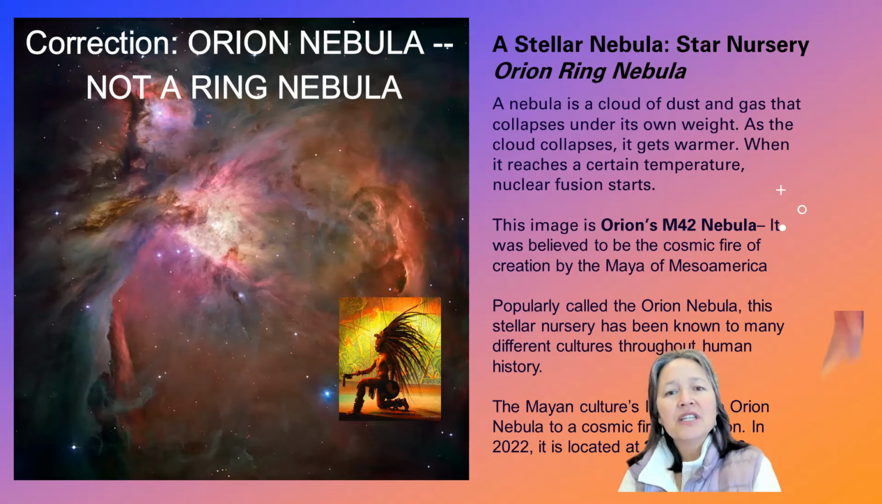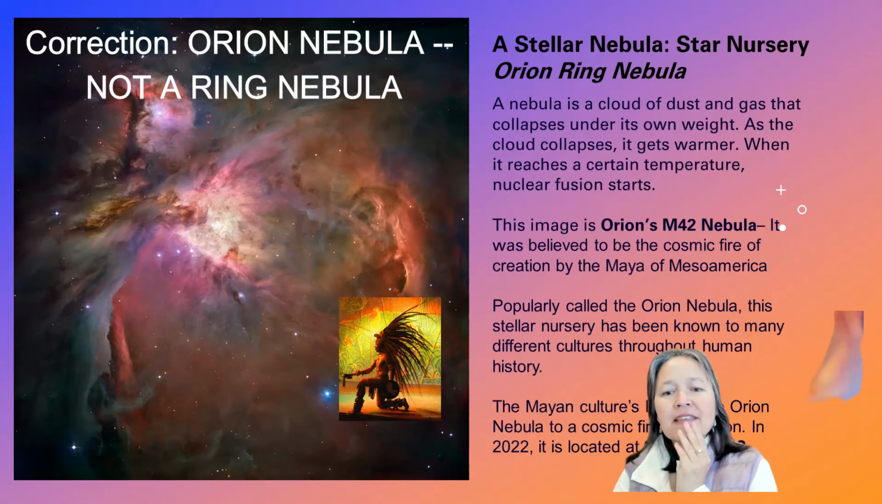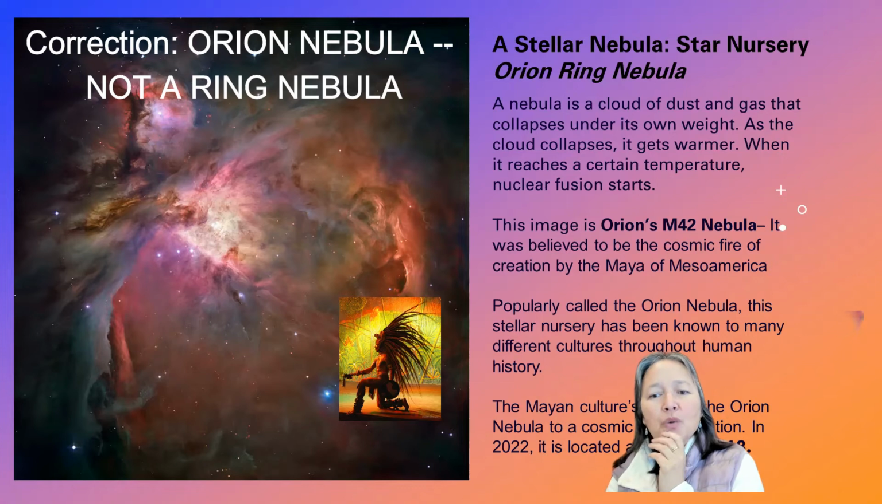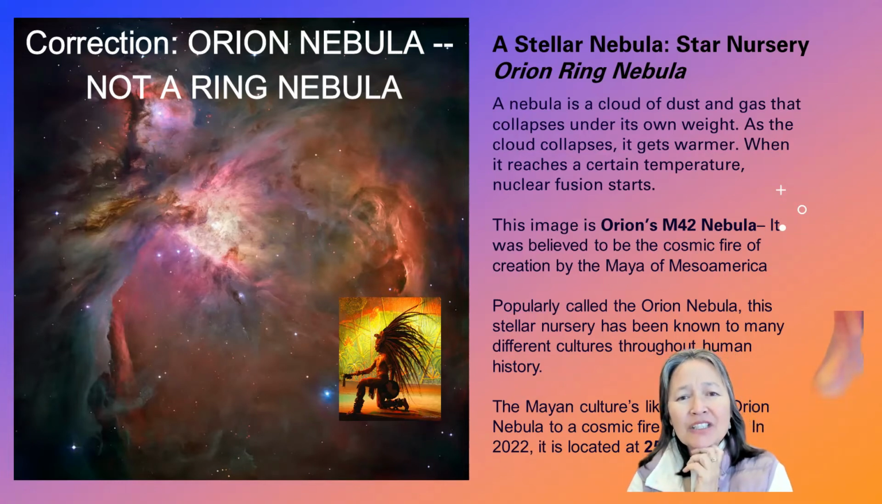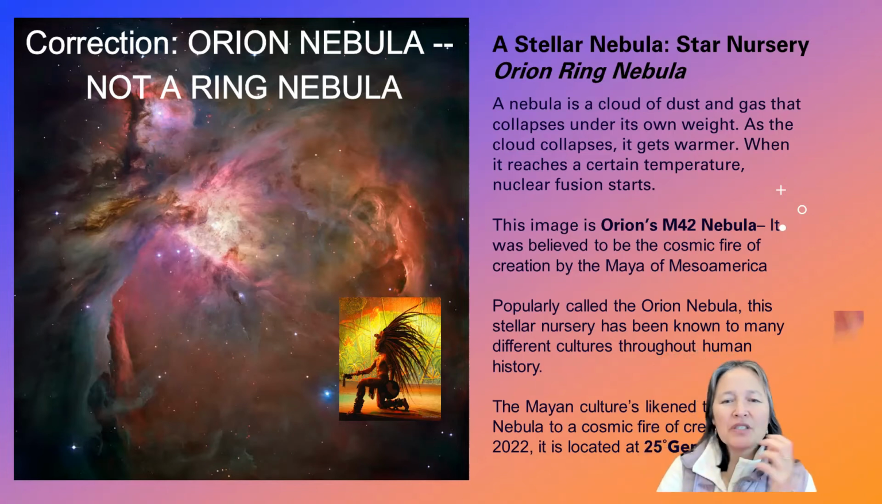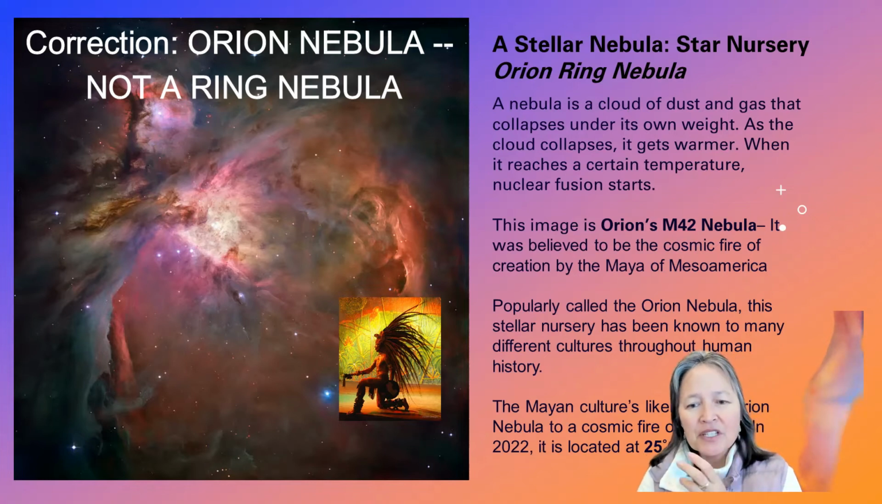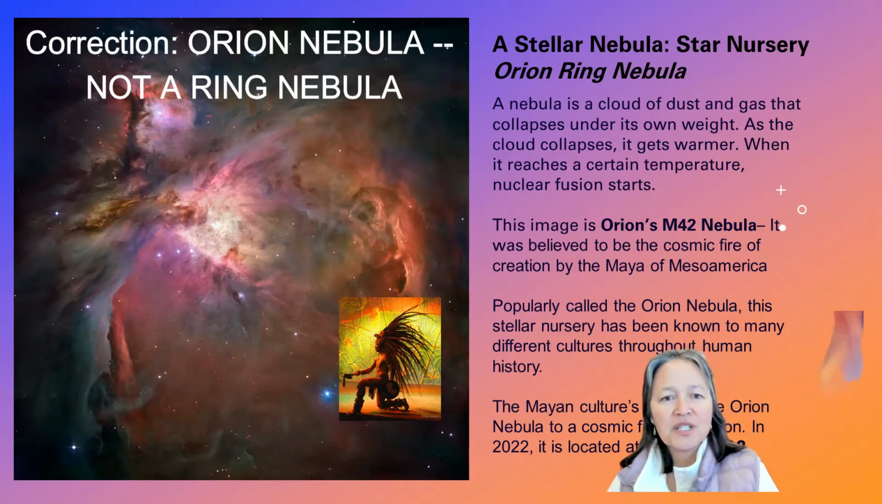Imagine that this nebula in the heavens, this picture that you're seeing, was looked at as the creation, cosmic fire, the Maya of Mesoamerica. But today we call it primarily Orion Nebula, and it's a stellar nursery. Hello, baby stars. Hello. But it was known for different stories throughout the various cultures on Earth. But let's go with cosmic fire with the Mayans. And here it is today, sitting at 25 degrees Gemini, 18.